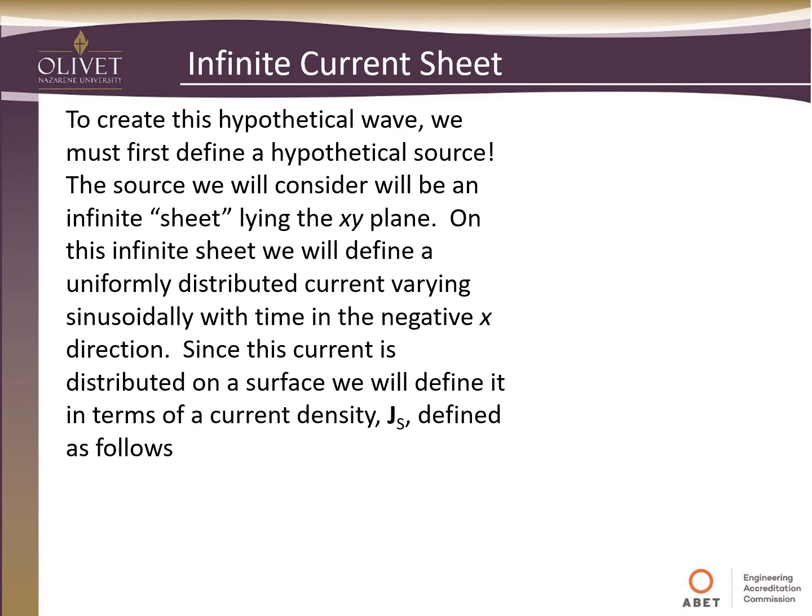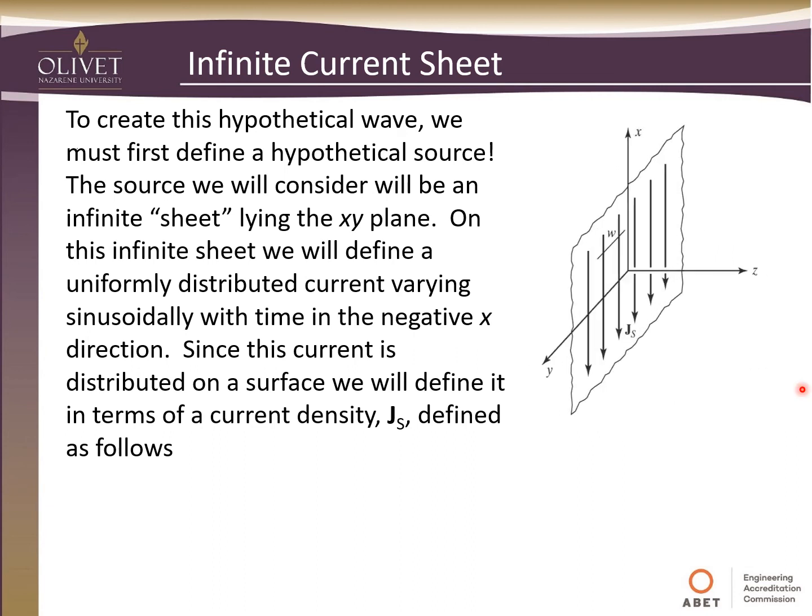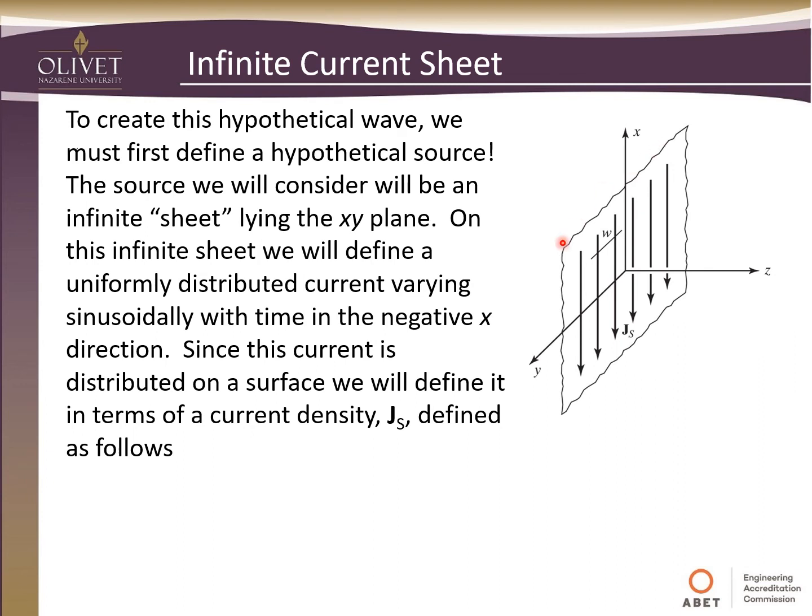To create this hypothetical wave, we must first define a hypothetical source. The source we'll consider will be an infinite sheet lying in the xy plane. It looks something like this. We're looking at just the xy plane, so we have this infinite sheet taking up the entire plane. On this infinite sheet, we'll define a uniformly distributed current varying sinusoidally with time in the negative x direction. So it's going up and down in the x direction in a sinusoidal pattern.